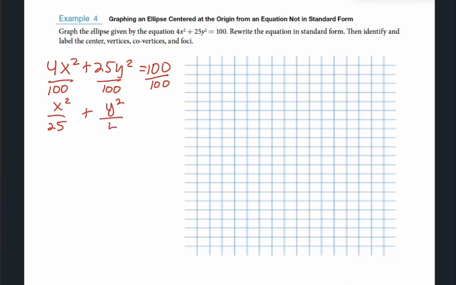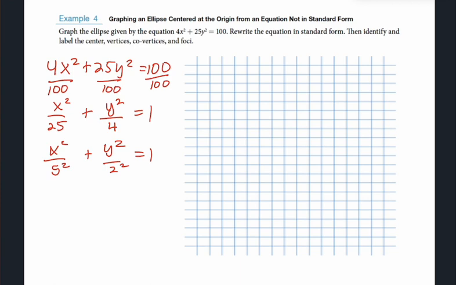25 does go into 100 4 times. It's got to equal 1 for this formula to work. Okay, so now we have it in our standard form, and so now we can find what we need. I'm going to rewrite this one as 5 squared and this one as 2 squared, just so I have those numbers kind of popping out at me.